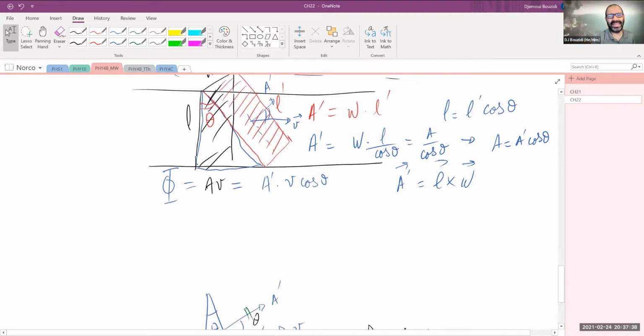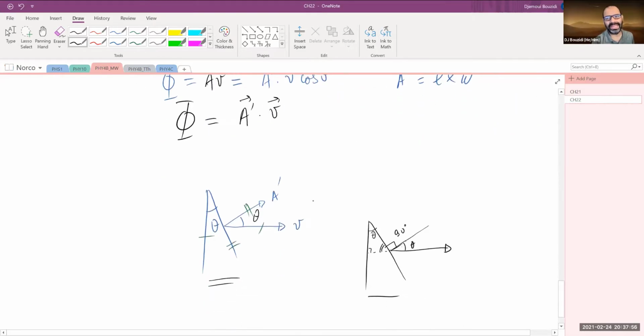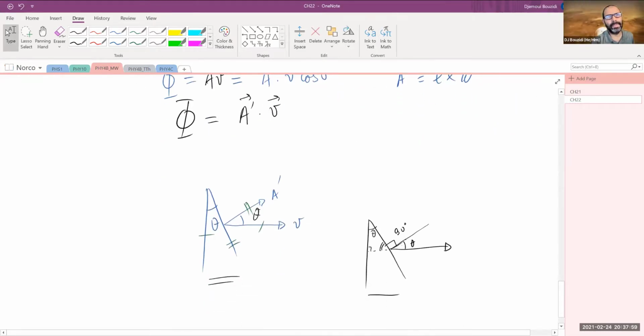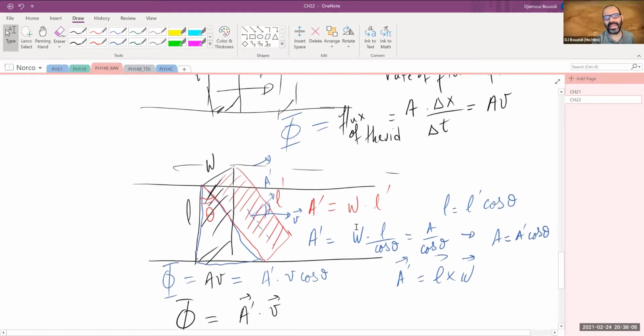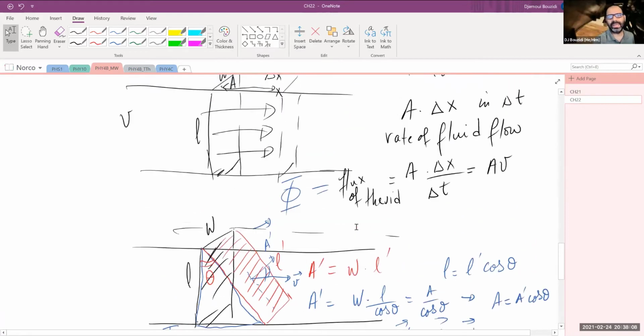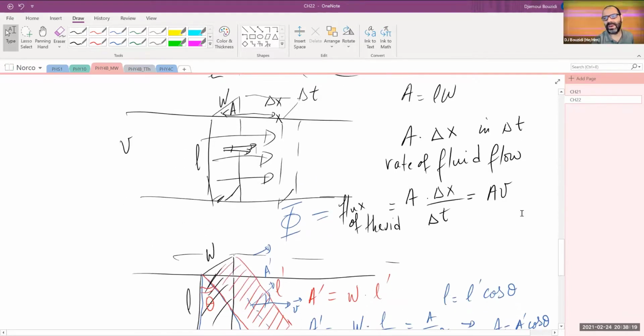Then the flux can be written as follows. Phi is equal to the area A prime times the vector V, because this is simply the dot product of two vectors: the magnitude of the first, A prime, times V, times the cosine of the angle between them, because theta is the angle between V and A prime. That's it. So in the first case, the only reason you ended up with AV is because the angle was exactly 0, because the area was pointing this way and the velocity is pointing in the same direction. That's why cosine of 0 was 1, and that's why you ended up with the flux being AV.